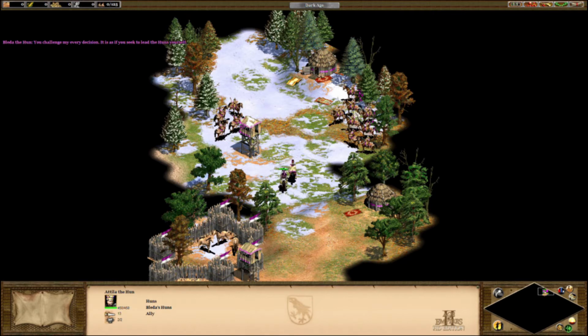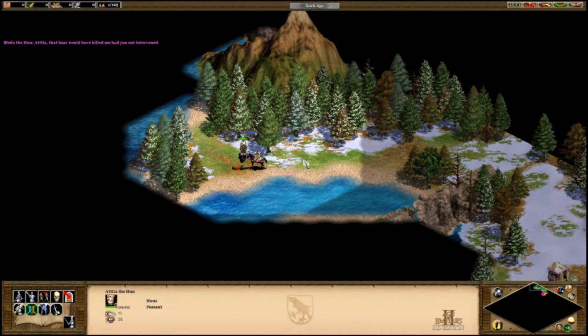A great example of the storytelling in this game is in the first 5 minutes of the Attila the Hun campaign. The player controls Attila as he goes hunting with his brother Bleda, and as you hunt a boar, Bleda reveals his intention to assassinate you with a squad of archers.